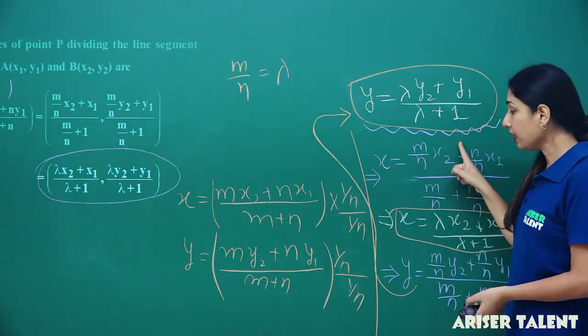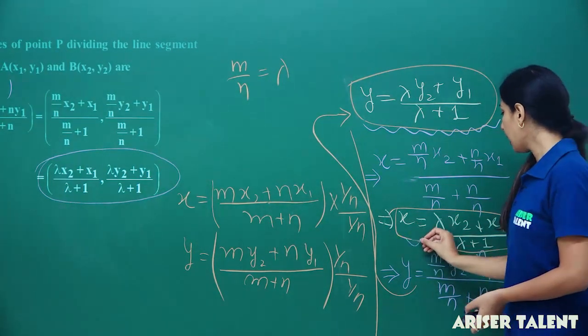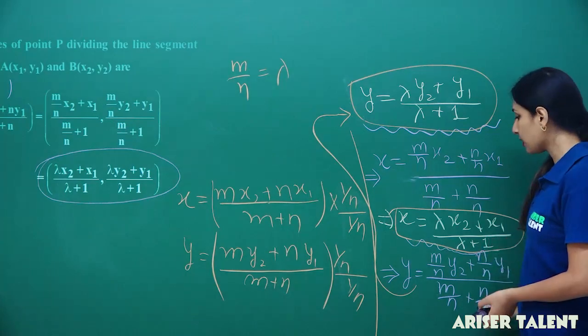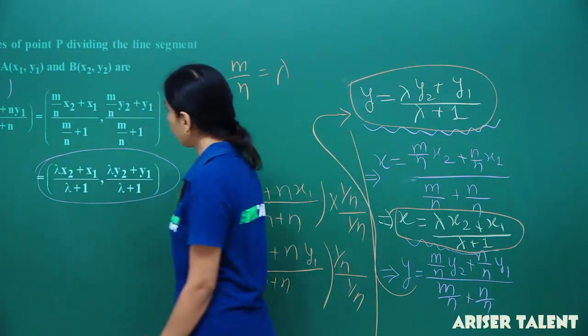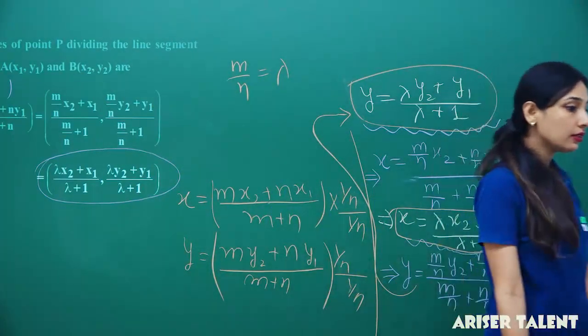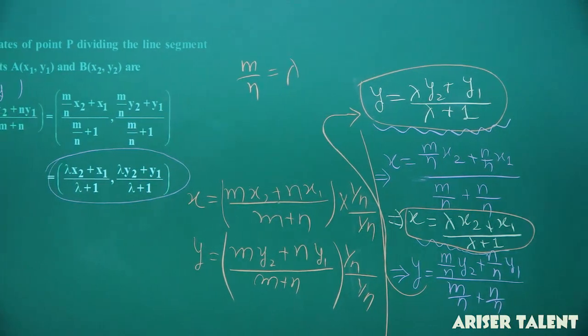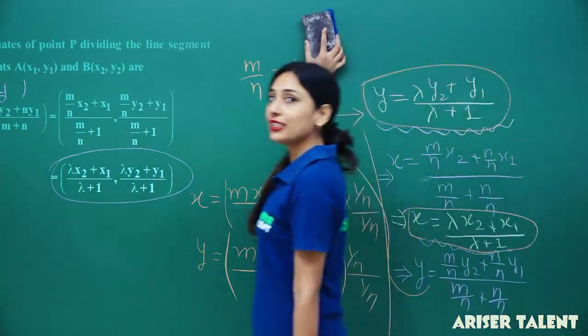It's the value of y, and the value of x is what? x equals (lambda x2 plus x1) upon (lambda plus 1). Okay. So, you want to note it now. Note this so that we can move forward, students, right? Noted?